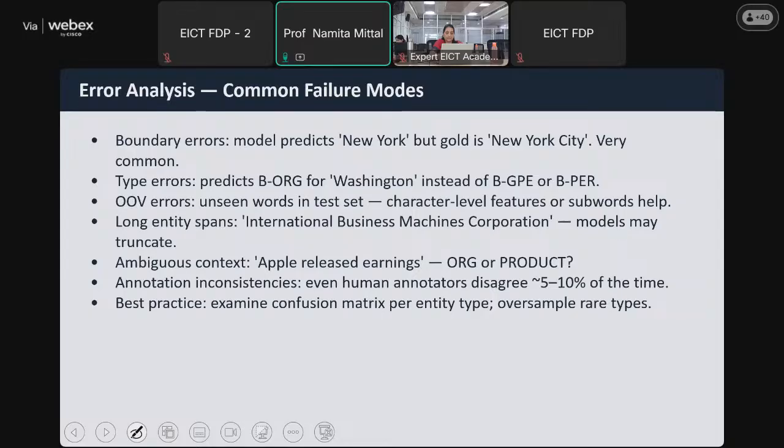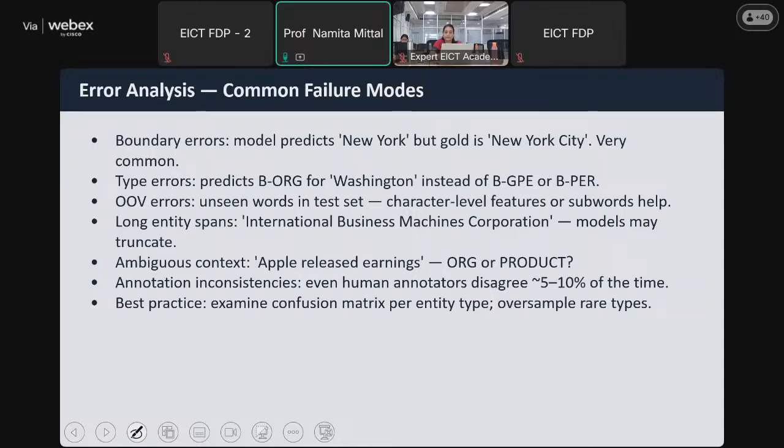Annotation inconsistency. Even human annotators disagree 5 to 10% of the time. Annotators are the experts. If I say 5 experts are there, or only 2 experts are there, and they have a disagreement about a word or a token, then it may lead to inaccurate results. Best practice: examine the confusion matrix per entity type, and oversample rare types.